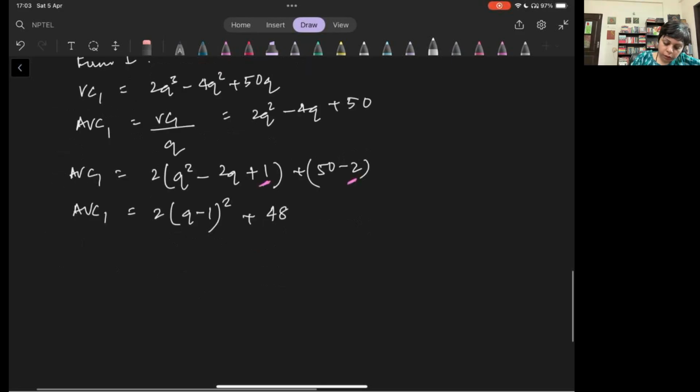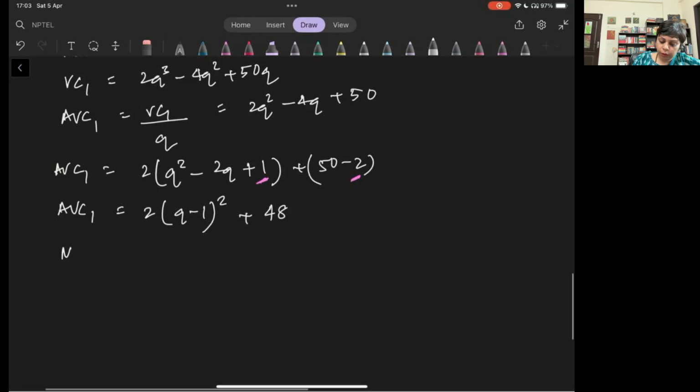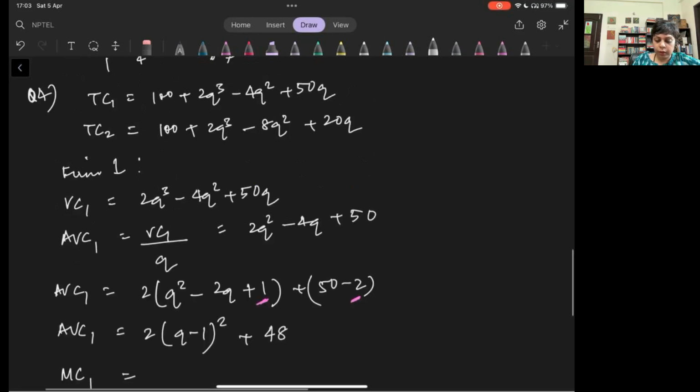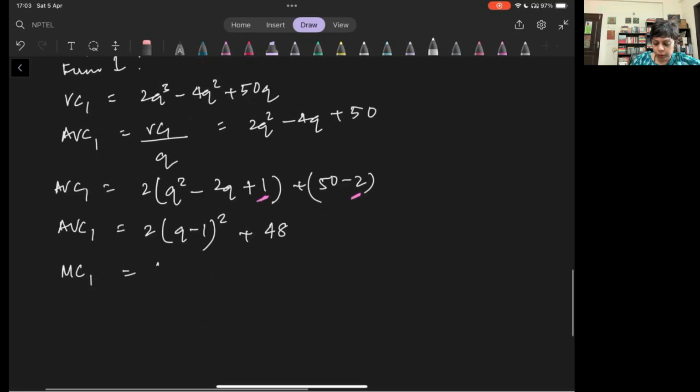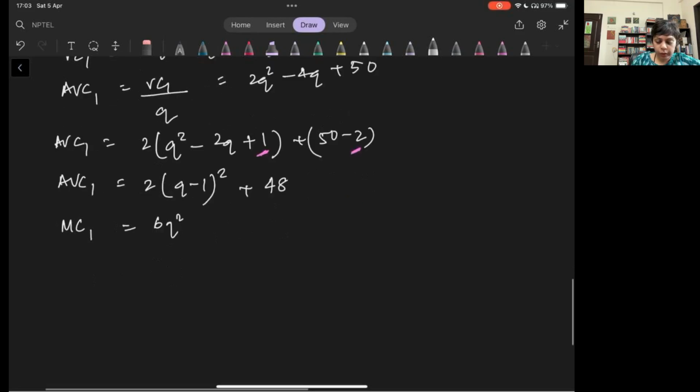Now let's find the marginal cost curve or function. So the total cost is 100 plus 2q³ minus 4q² plus 50q. The 100 becomes 0. This becomes 6q². Let me open the expression. Yeah, so this is 6q² minus 8q plus 50. This is the marginal cost curve. Similar to the average cost curve, I'm going to factorize this also, and I'm going to take a shortcut again.